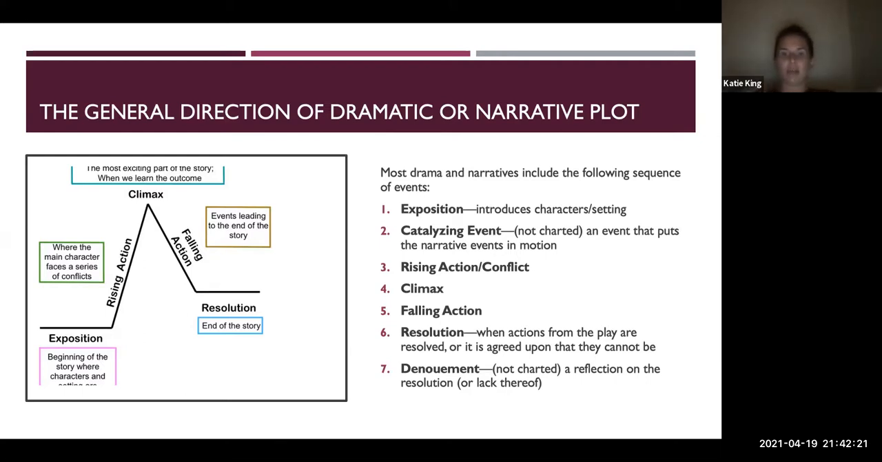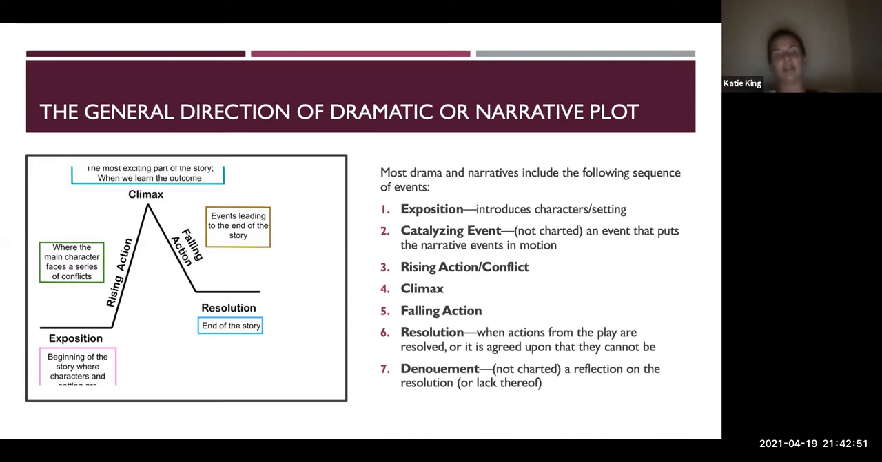Always think of the climax as the point of no return. In other words, in the diegetic world of the play, once the climactic event happens, there's no going back to the way things were before. And so what's a little misleading about this chart is that it looks like the climax falls right in the middle. And that's usually not the case. The climax generally falls closer to the end of the story, because then you have the falling action.